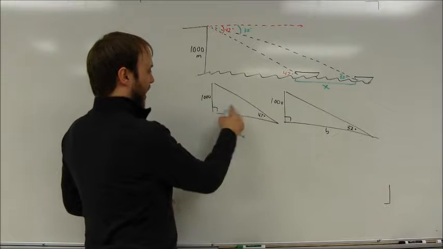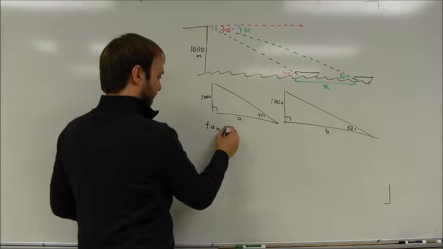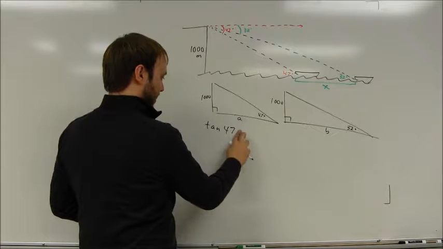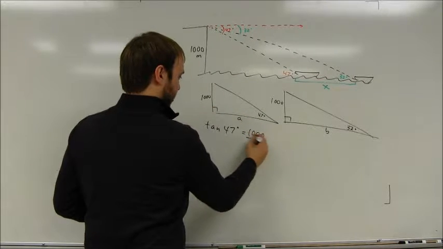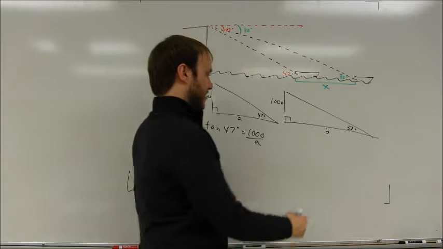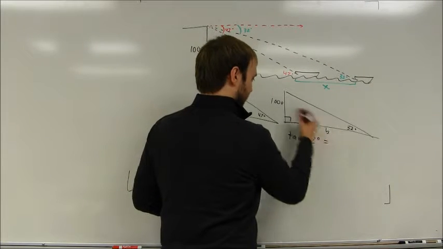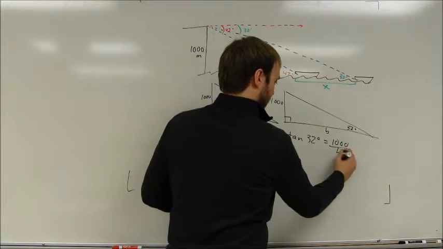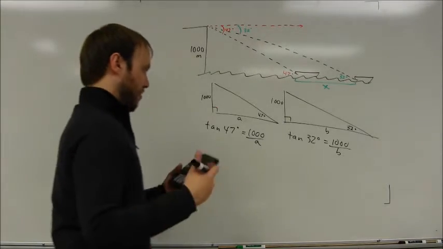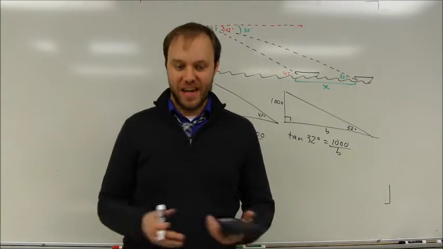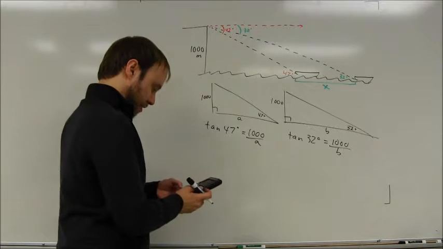So if you notice here, I've got a right triangle with angle measures, opposite, adjacent. That's tangent of 47 degrees equals opposite over adjacent. It's 1,000 over A. Over here, same thing, opposite over adjacent. That's tangent of 32 degrees equals 1,000 over B. I'm going to simplify things a little bit here. If the question says to round to the nearest tenth, I'm going to use several decimal places more than that, but I think this will simplify the problem a little bit.